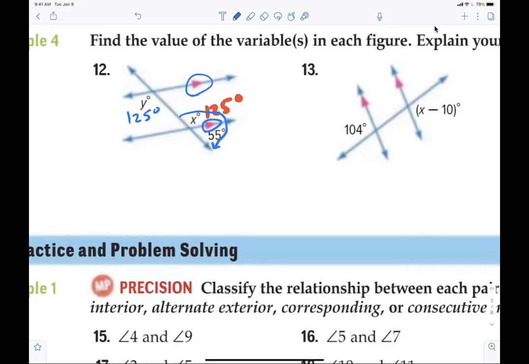So what's 180 minus 55? Perfect. Wouldn't Y and where the 55 is be corresponding? Y and 55 are definitely not corresponding.